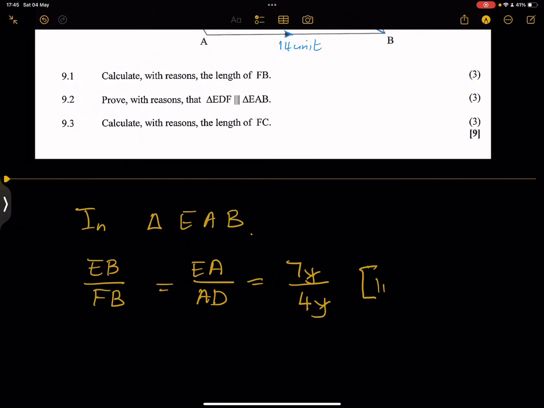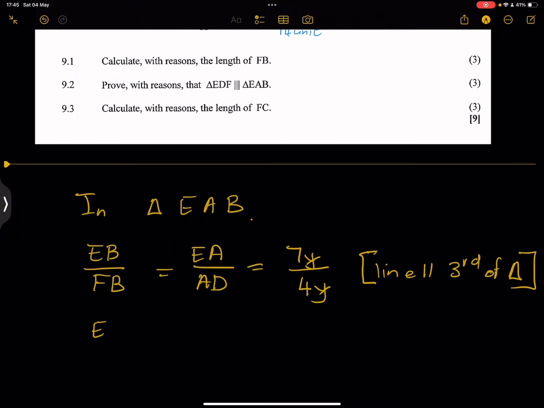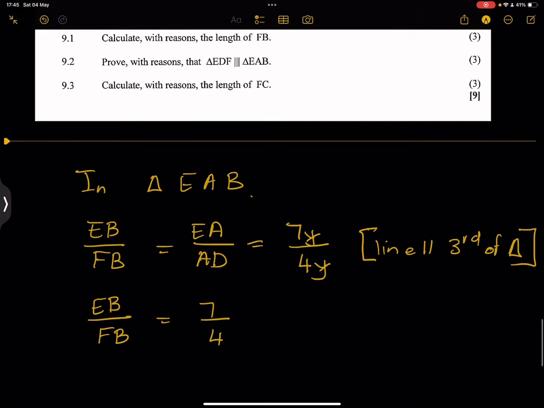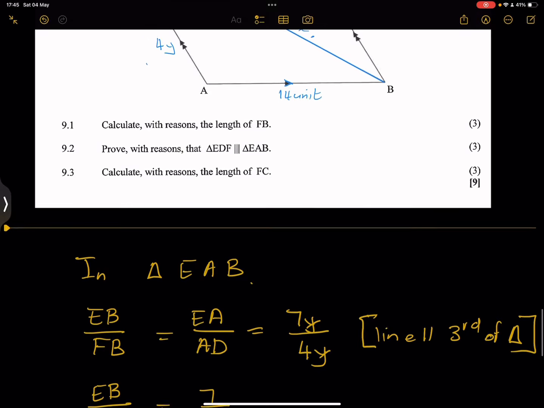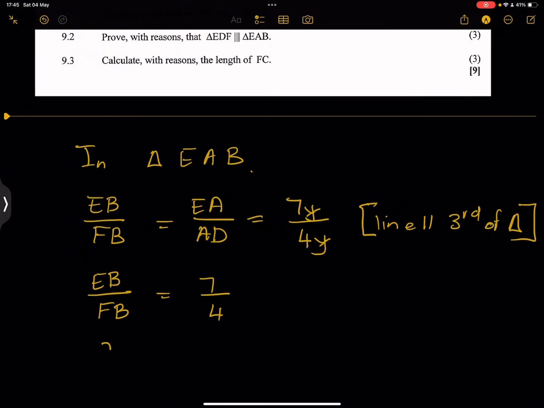This is a line parallel to the third side of a triangle. Okay, right, or we can say that that's the proportionality theorem, right? So which means EB over FB would also have the same ratio, 7 over 4. And we know we were given the line EB to be 21. So EB is 21 over FB, which is equal to 7 over 4.